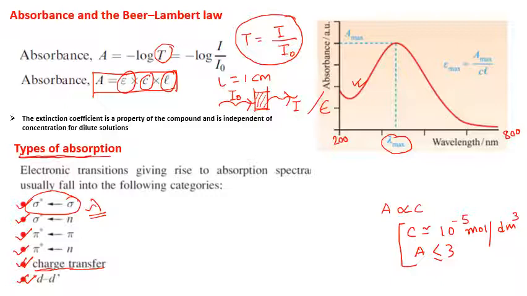The most intense absorption band is normally around the 200 to 800 nanometer region. The rest of these transitions, n to sigma star, pi to pi star, n to pi star, charge transfer, d-d, all actually fall in this UV visible region, 200 to 800 nanometer region.